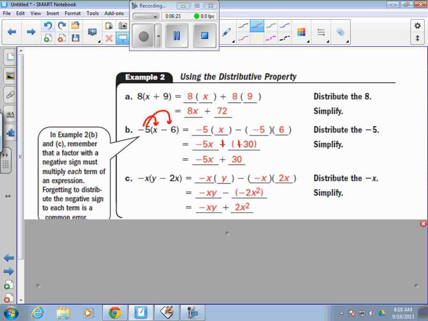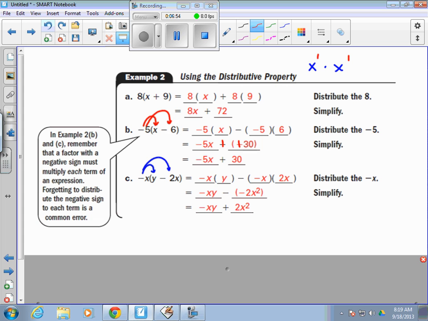C says negative X times Y minus 2X. Negative X times Y will be negative XY, and negative X times negative 2X. A negative times a negative is going to be a positive, or plus 2X, and we have X times X again, which means X to the 1 plus 1. You have to add up the exponents. That's why you have 2X squared. So negative XY plus, because it was negative times negative again, 2x squared.